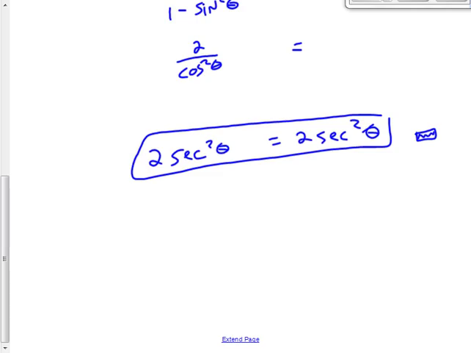If you wanted an extra step in there, this would be 2 times 1 over cosine squared. The 1 over cosine squared is going to become secant squared. So if you wanted that extra step, it's in there as well. Now, chances are you're not going to get that problem on the very first try. Okay, so give it a try, keep going, work at it, and then ultimately you will end up with this 2 secant squared.